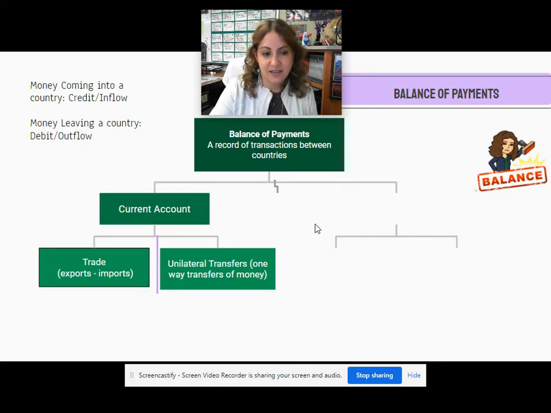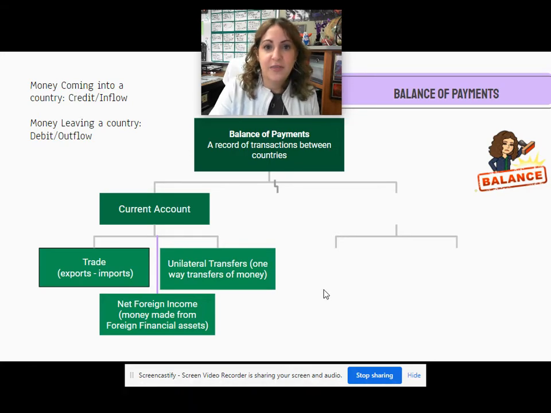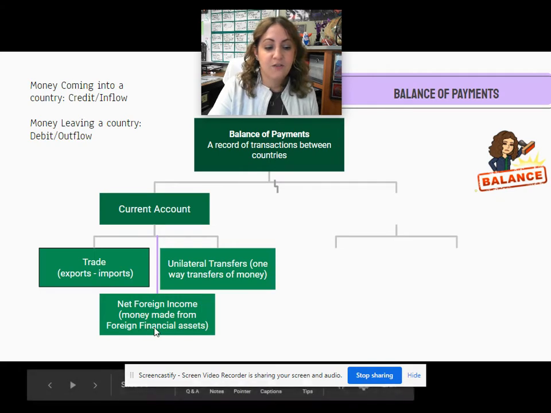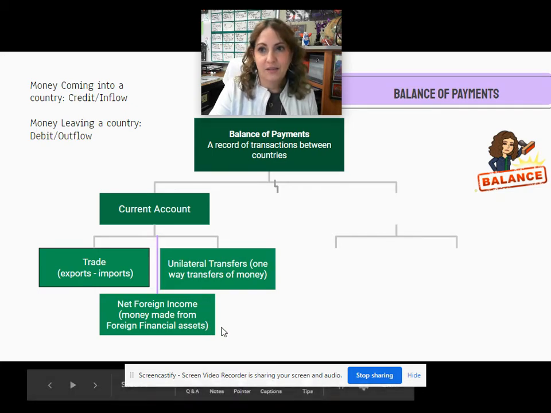And the last thing in the current account is net foreign income. What that basically means is any money made from foreign financial investments. We're talking about financial investments being stocks and bonds. If I just said the word investment, that means business spending. But financial investment is going to be stocks, bonds, savings accounts, things like your retirement savings.